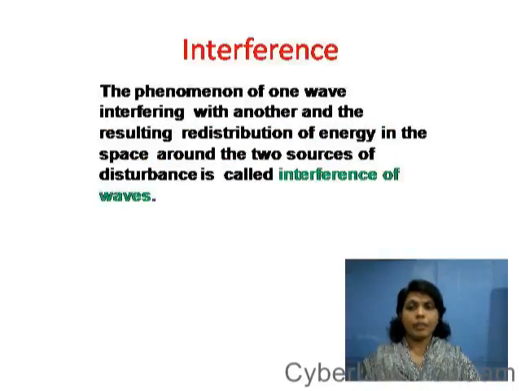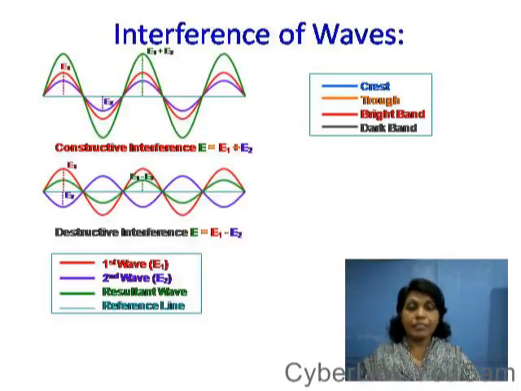Interference is the phenomenon of one wave interfering with another, and the resulting redistribution of energy in the space around the two sources of disturbance. When waves interfere, they can interfere in two different ways. They can interfere constructively and destructively.